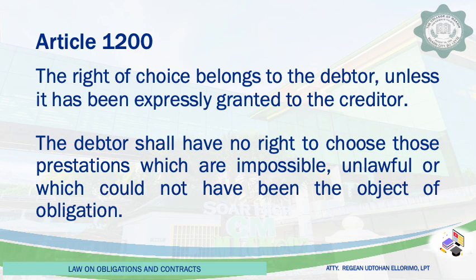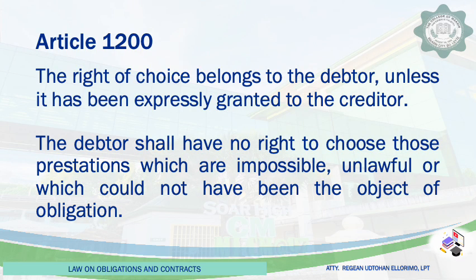And thus, ang debtor cannot choose those prestations which are impossible. So, meaning it cannot be done or delivered. Prestations which are unlawful, meaning it's against the law or public policy, and not valid objects of obligation, like it's outside commerce or not capable of appropriation. These prestations are void class. Their presence does not invalidate the obligation if it includes other undertakings otherwise free from such defects.